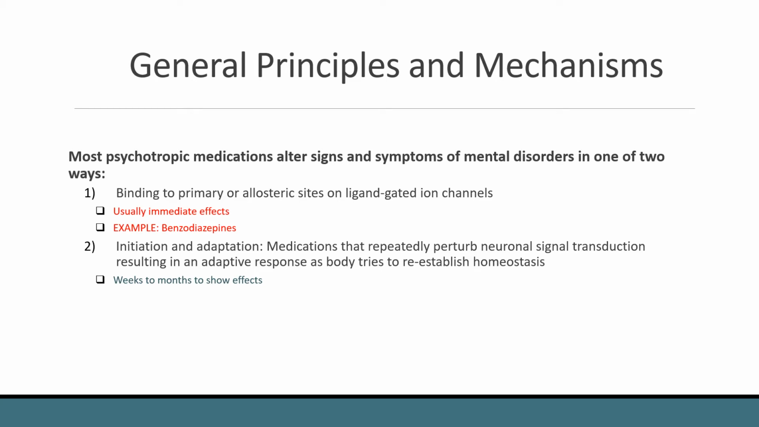So it's not necessarily that you take this medicine, for example, an SSRI, and automatically you feel wonderful and so happy, right? It takes time, and the reason it takes time is because there are signal transduction cascades going on, and gene expression changes that ultimately lead to long-term changes in either synaptic connectivity or growth factor production, etc. So with this second mechanism, it's not a quick effect. It typically takes anywhere from days to weeks to months to show an effect. Examples: the SSRIs and SNRIs are classic examples of initiation and adaptation.